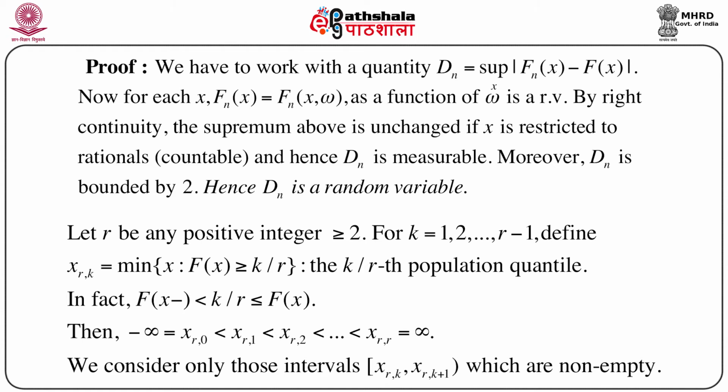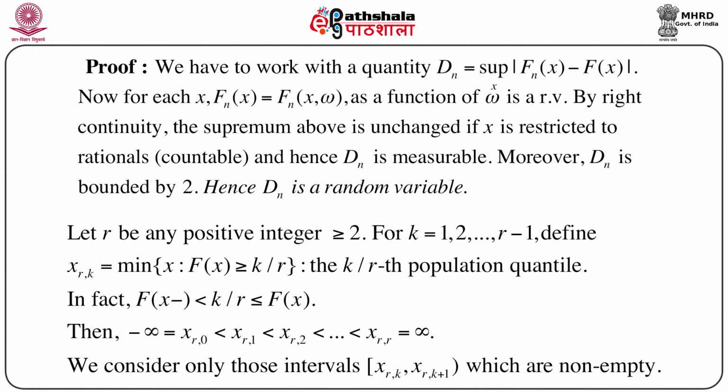Moreover, D_n is always bounded by 2. That means D_n is bounded, and hence we can say that D_n is a bounded measurable function, and so D_n is a random variable. Since D_n involves a modulus, a difference of two distribution functions, and a supremum, it is good to see whether D_n can be treated as a random variable or not, and in fact our argument ensures that D_n is a random variable.